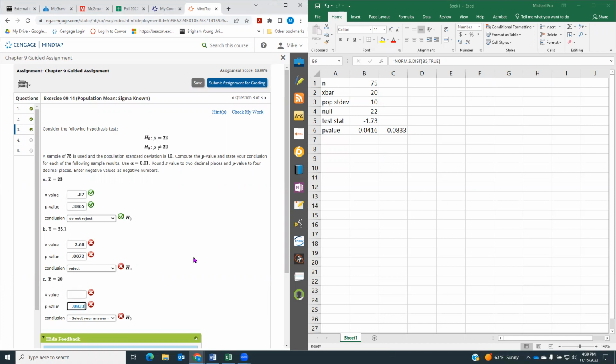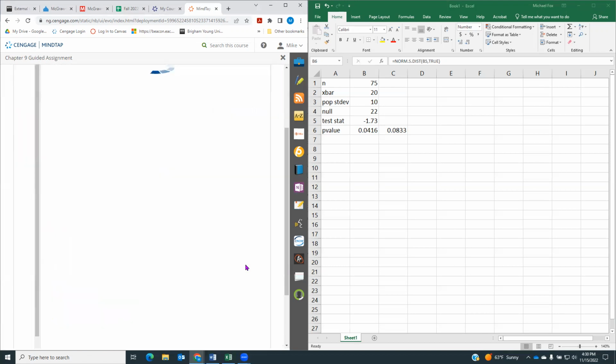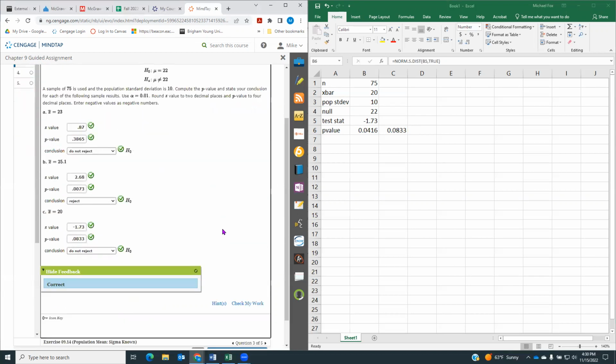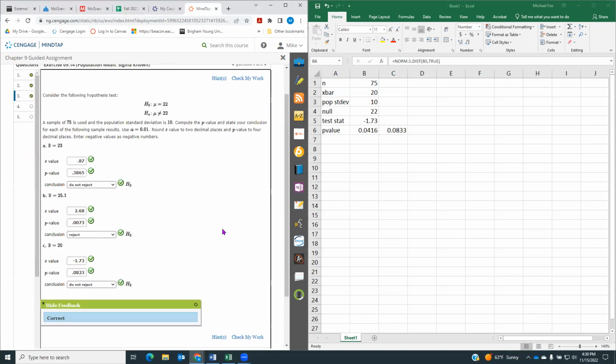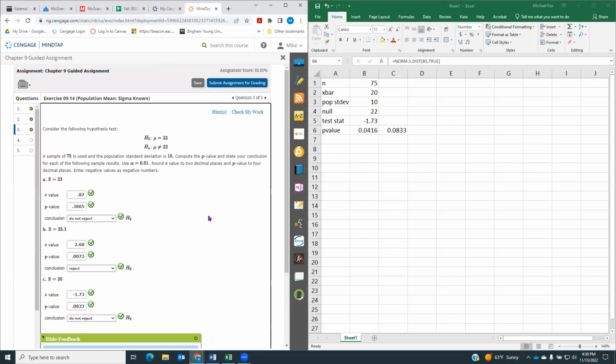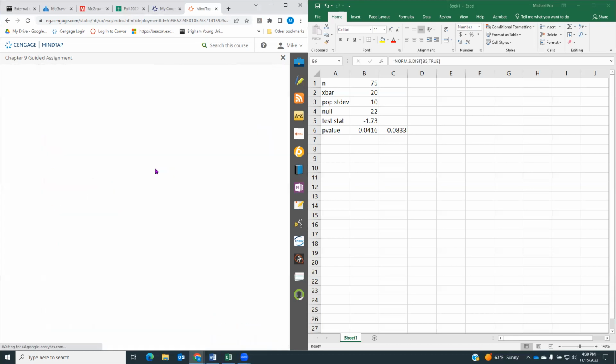Looks like I forgot to put in my test stat of negative 1.73. And so our conclusion here: our p-value is 0.0833, our alpha is 0.01. So since that is higher than our alpha, we're going to say do not reject the null hypothesis. And there we go. All right. Hopefully you can work through that. It is a little confusing, I know, but once you get used to it, it's not too bad.